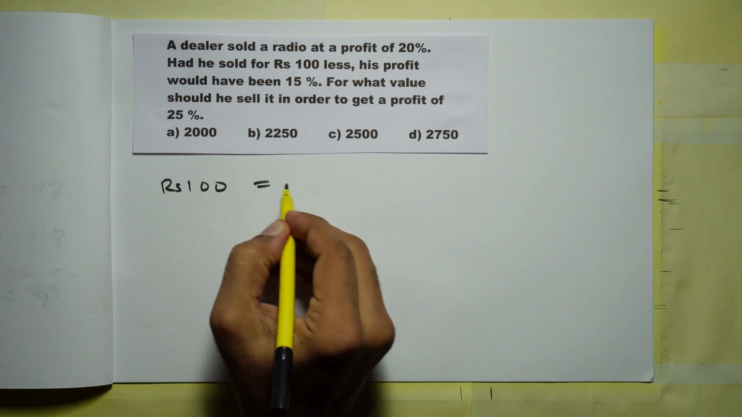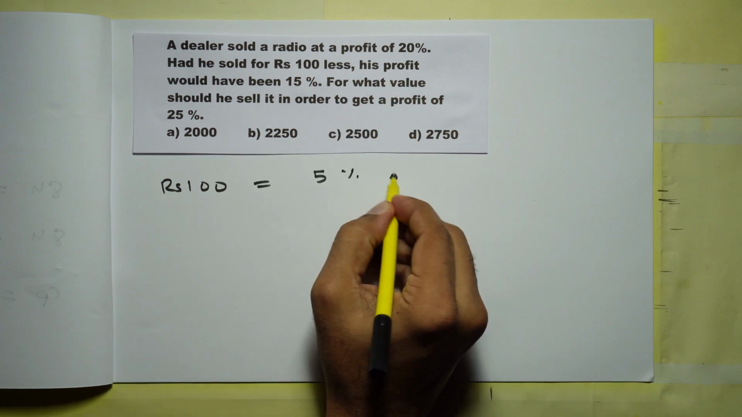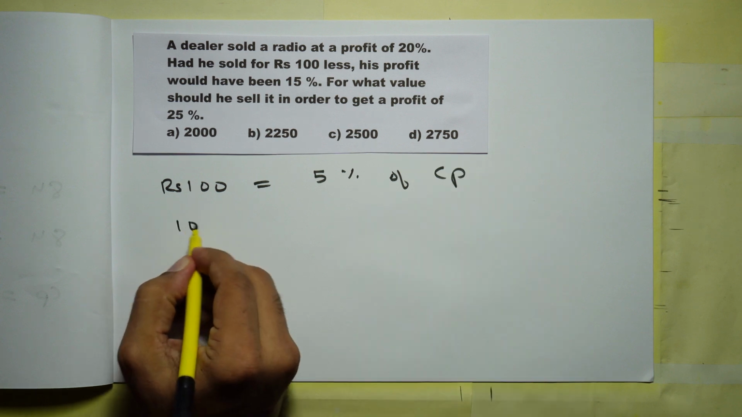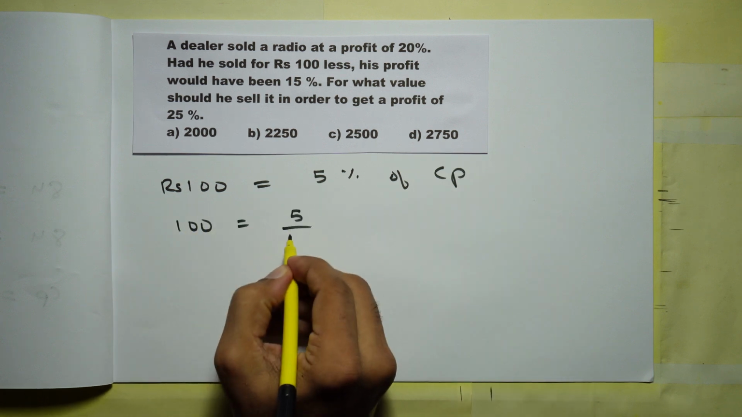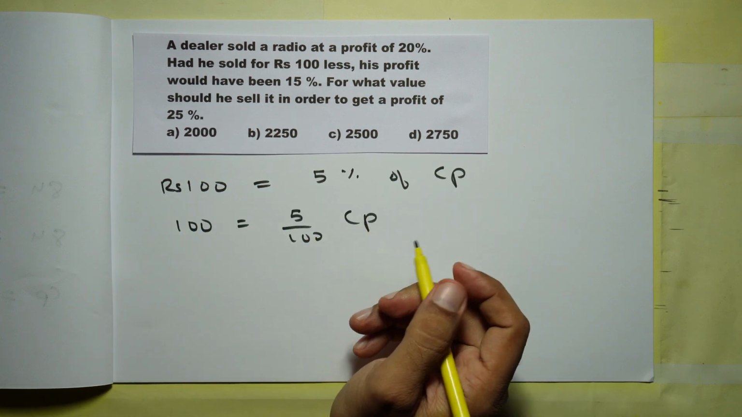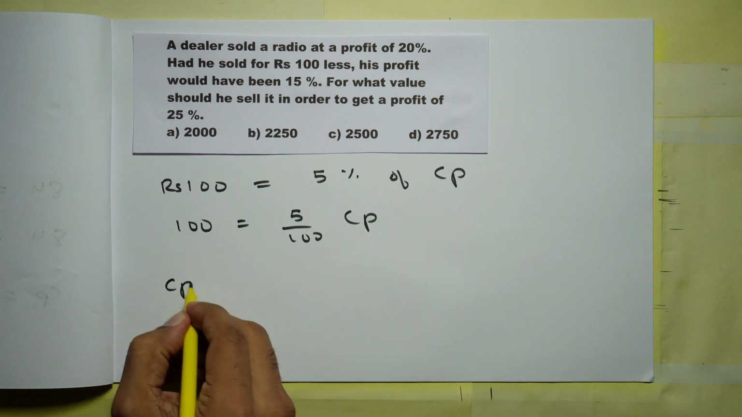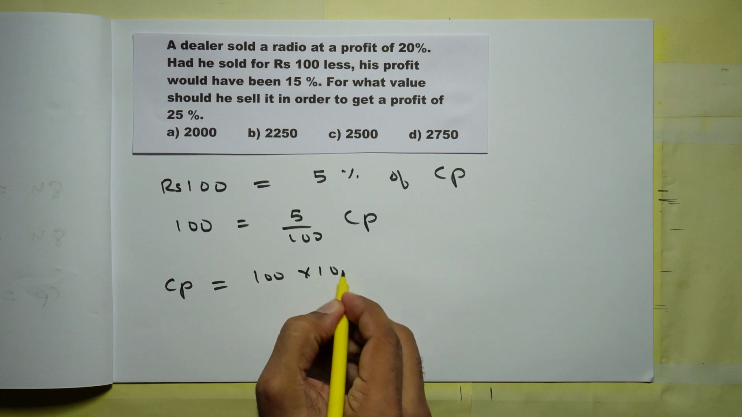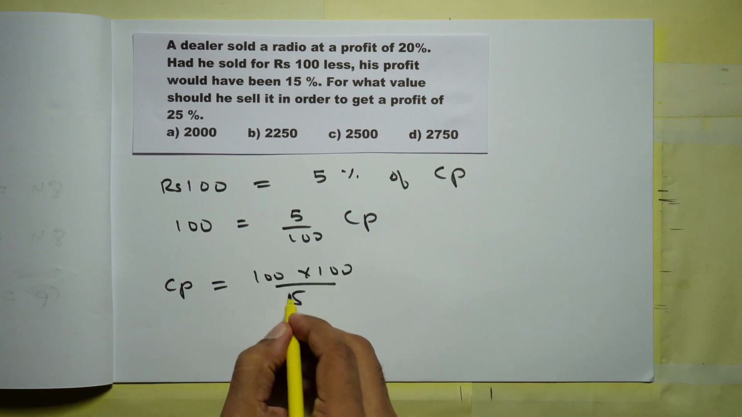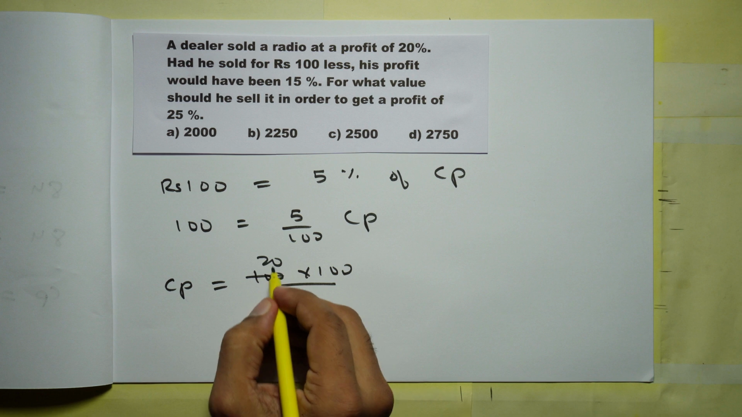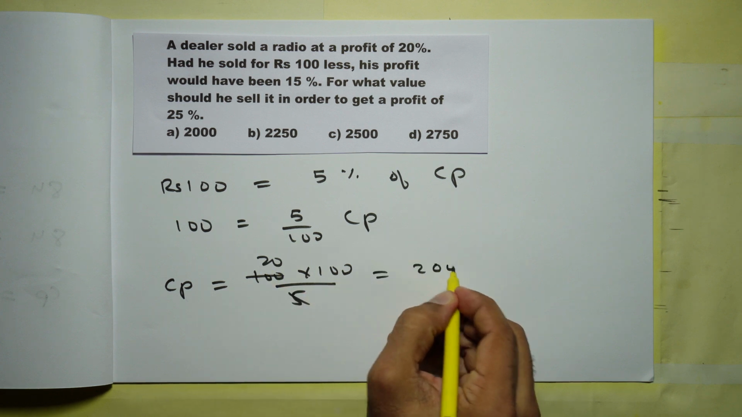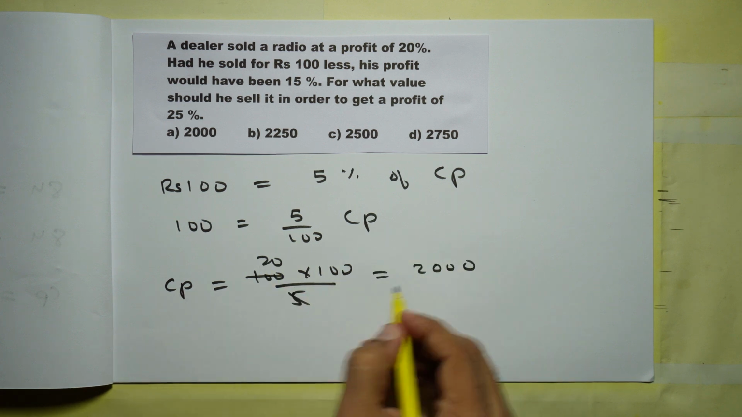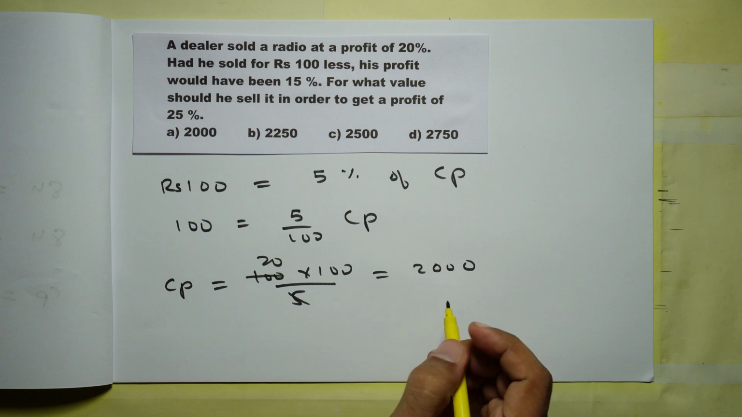So rupees 100 is equal to 5% of the cost price. So from this we'll find out the cost price. That is equal to 100 into 100 by 5. 5 divides 20 times. 20 into 100 gives you 2000. So cost price is rupees 2000.